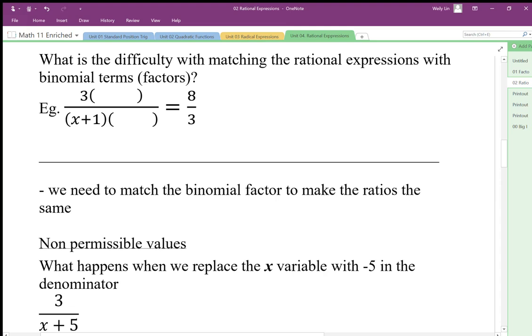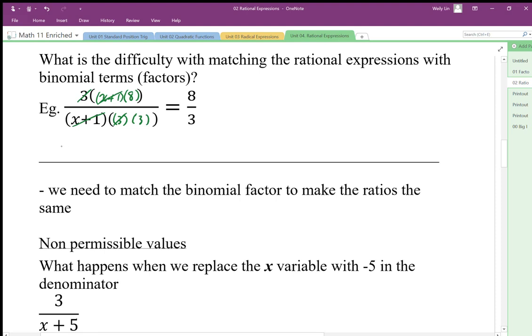We have to make sure that if we have a binomial factor, we're using a binomial factor to cancel that out. Okay, so I'm using a binomial factor there to cancel out. I need to cancel out the 3, and I have an extra 3 here now, and I need an extra 8 here to make those equivalent fractions.